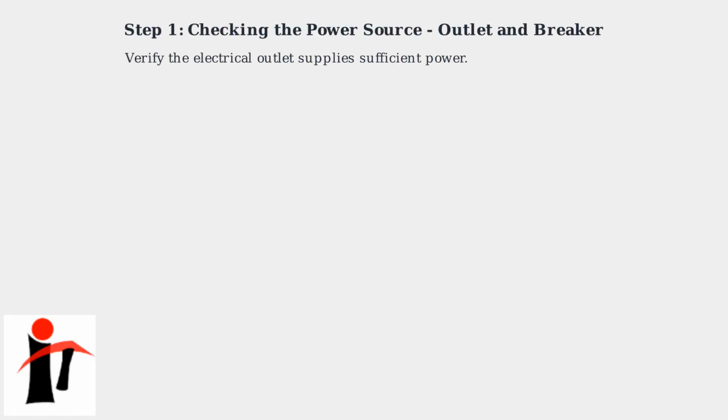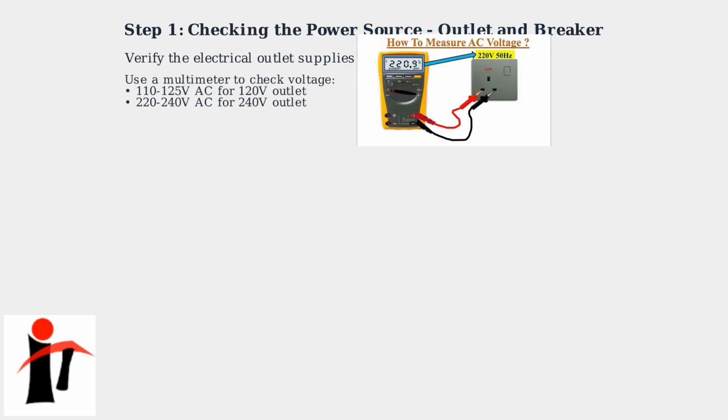First, verify that the electrical outlet you're using is supplying sufficient power. Use a multimeter to check the voltage. It should read 110 to 125 volts AC for a 120 volts outlet or 220 to 240 volts AC for a 240 volts outlet. Ensure the amperage is stable, such as 30 to 50 amps for level 2 charging.